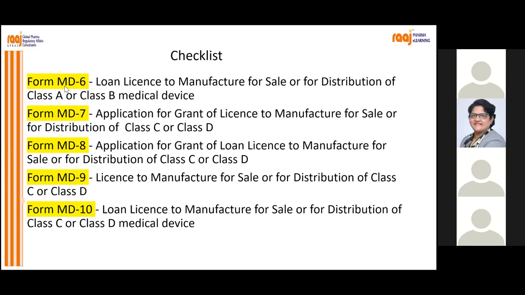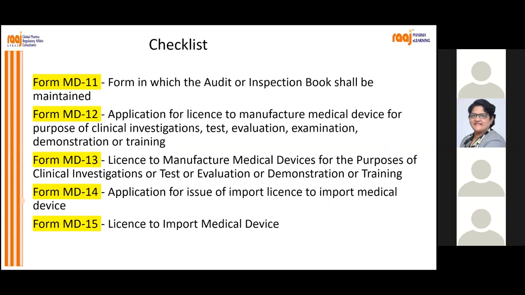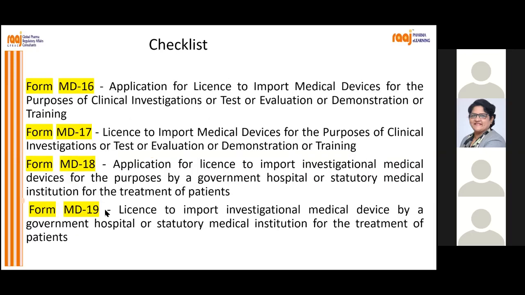Then if you see MD7 and MD8, again similarly, MD7 is for class C and class D devices, and MD8 is grant of loan license for class C and D. There are a total of 40 applications. If you are a manufacturer, you have to make sure you only need 2 or 3 of them. Then MD15 is license to import medical device. Then MD90 is license to import investigational medical device by a government hospital or medical institution for treatment of patients. So if you want to temporarily import a medical device for a government hospital to check the patient, you need to apply for that as well.